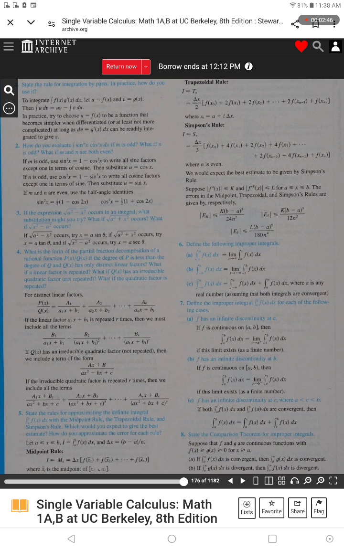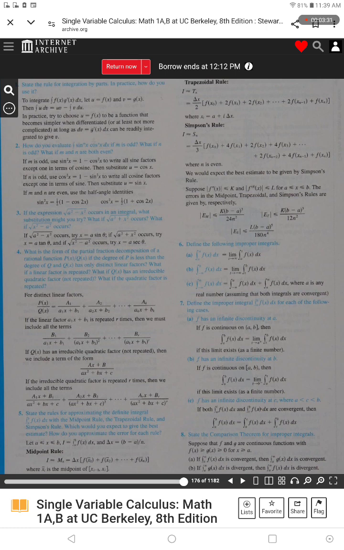Simpson's rule: big I is approximately equal to big S sub n equals delta x over 3 [f of x sub 0 plus 4 f of x sub 1 plus 2 f of x sub 2 plus 4 f of x sub 3 plus ellipsis plus 2 f of x sub n minus 2 plus 4 f of x sub n minus 1 plus f of x sub n], where n is even.